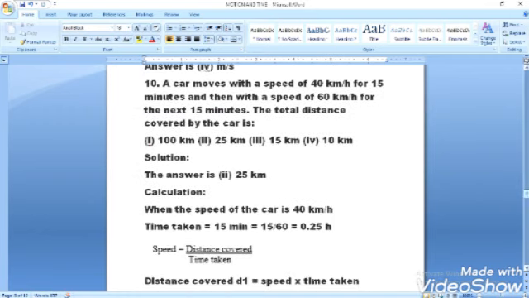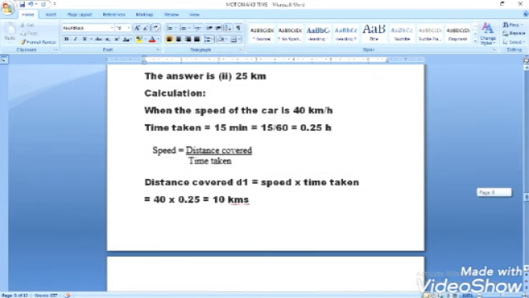Next question. A car moves with a speed of 40 km per hour for 15 minutes and then with a speed of 60 km per hour for the next 15 minutes. The total distance covered by the car is dash. So here the calculations: when the speed of the car is 40 km per hour, time taken is equal to 15 minutes. It can be converted into hour. So 15 by 60 is equal to 0.25 hour. Then speed is equal to distance divided by time. So distance is equal to what? Speed into time. So 40 into 0.25 is equal to 10 km.